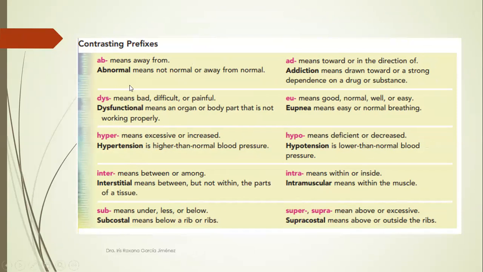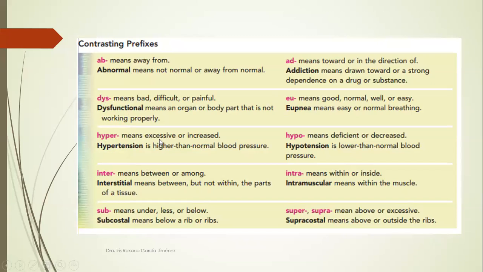Contrasting prefixes, of course, and comparing opposite situations. For example, ab means away from, abnormal could be an example. Ad means toward or in the direction of, for example, addiction. Dys means bad, difficult, or painful, dysfunctional. Eu means good, normal, well, or easy. For example, eupnea.